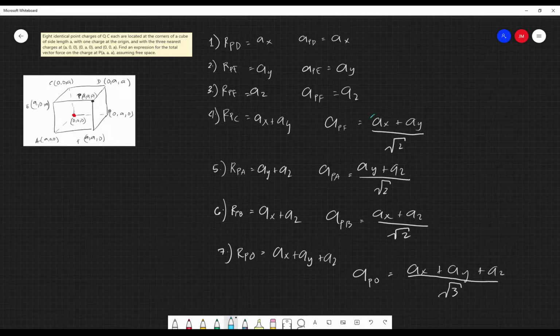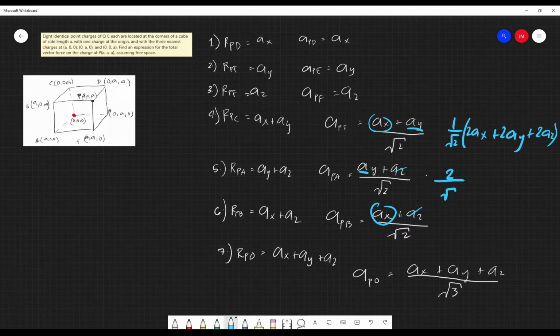For the axes, we got 2 of each. So we have 1 over 2, 2 a_x, and then 2 a_y's, and 2 a_z's. So you can just say 4, 5, and 6 together are 2 over root 2 times (a_x plus a_y plus a_z). Okay, so what are we going to do next?